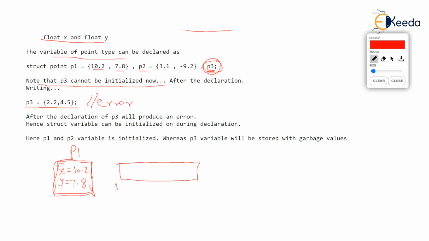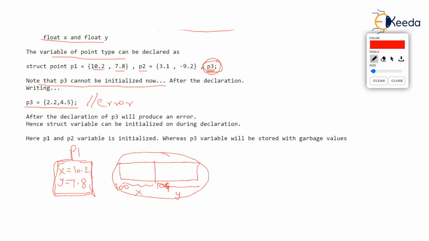Then first 4 bytes, assuming float consumes 4 bytes, first 4 bytes will be for x and the next 4 bytes for y. So 100, 101, 102, 103 will be for x, 4 bytes, and 104 onwards you can store y. So this sequence of 8 bytes is actually P1.